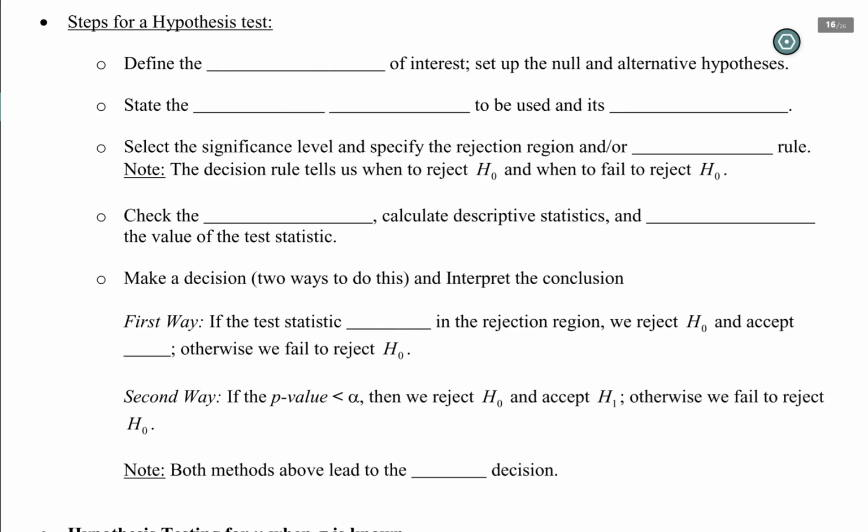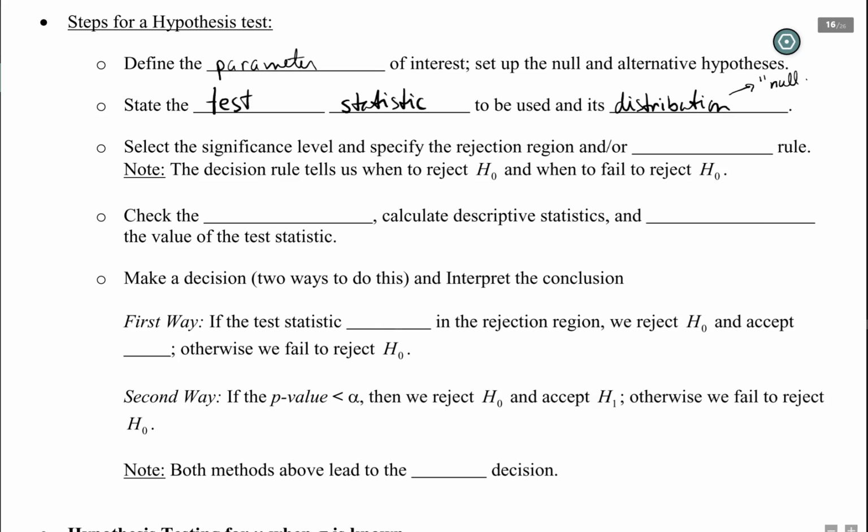Number one, you first define the parameter of interest. What is this single quantity from the population that we want to say something about? So you define your parameter, then you set up the null and alternative hypotheses. Step 2, you state the test statistic that you're going to use and its distribution. We have a special term for this distribution. This distribution is usually called the null distribution. It's the distribution of your test statistic assuming the null hypothesis is true.